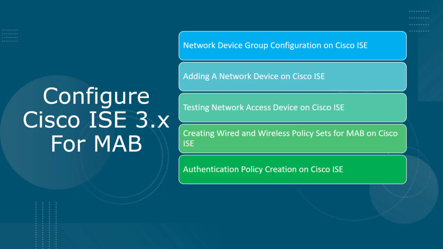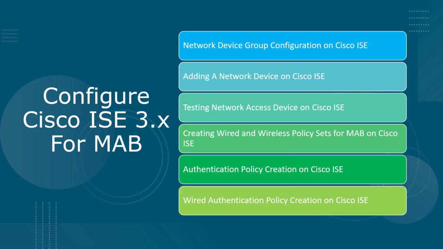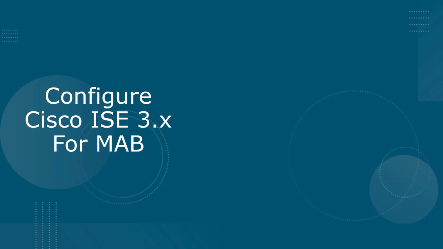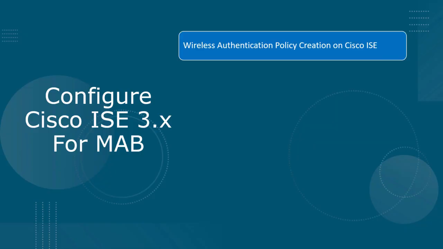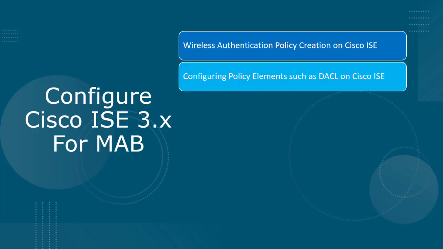Next, we will deal with the authentication policy creation on Cisco ISE. After learning about authentication policy creation, you will understand how you can create wired authentication policies on Cisco ISE. And after completing these steps, you will create a wireless authentication policy. You will see the difference between the wired and wireless authentication policies, and how you can differentiate the actual policy sets. And also, you will configure some policy elements, some policy results, such as DACLs on Cisco ISE.